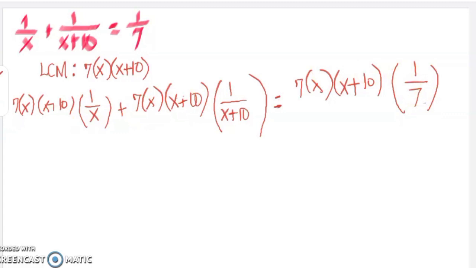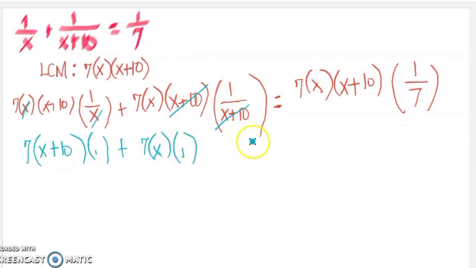Okay, so para ma-cancel na natin, mawala yung denominator, tama? So ito, times this, maka-cancel si x. So ang matitira na lang is 7 times x plus 10 times 1, tama? Plus, o dito naman, ang maka-cancel ito. So ang matitira is 7 times x times 1 is equal to, cancel yung 7. So ang natira is x times x plus 10 times 1. So, kung let's say may number sa taas, madali na lang.